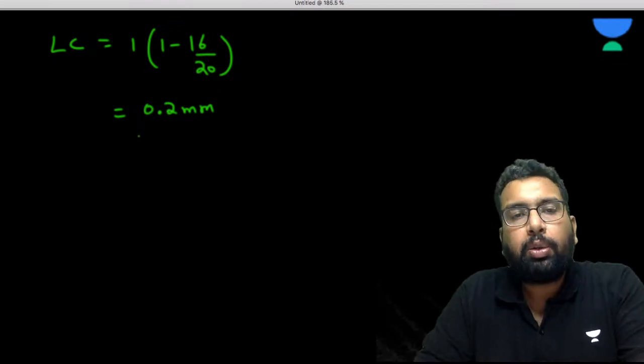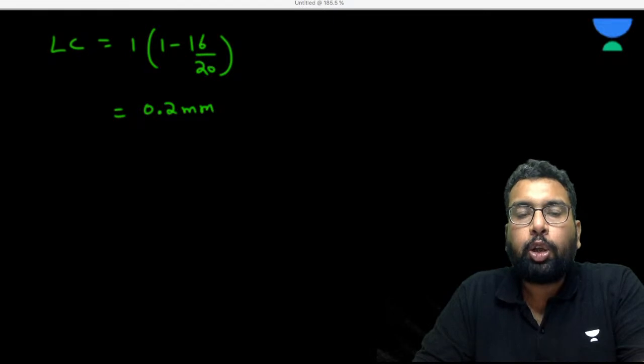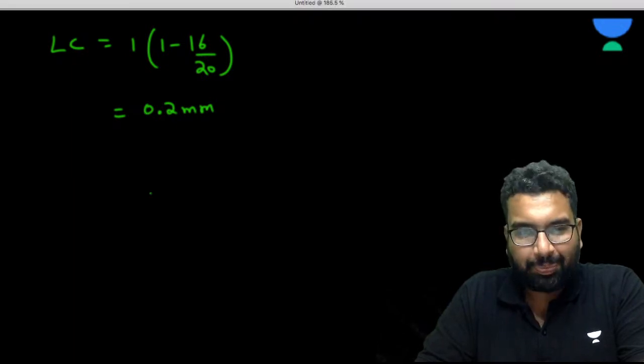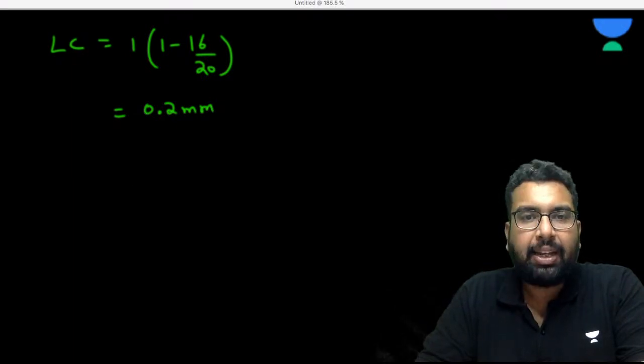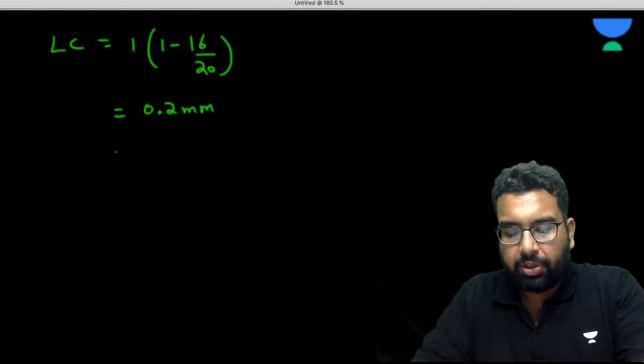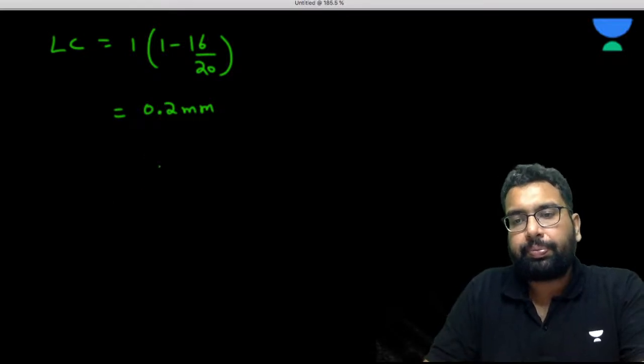So please understand what I'm trying to tell you: not necessarily do all vernier calipers have the least count of 0.01. Not necessarily all the vernier calipers have the least count of 0.01. Now let's do one more.